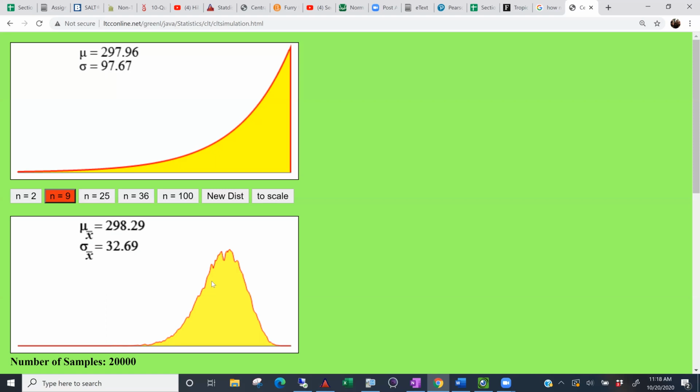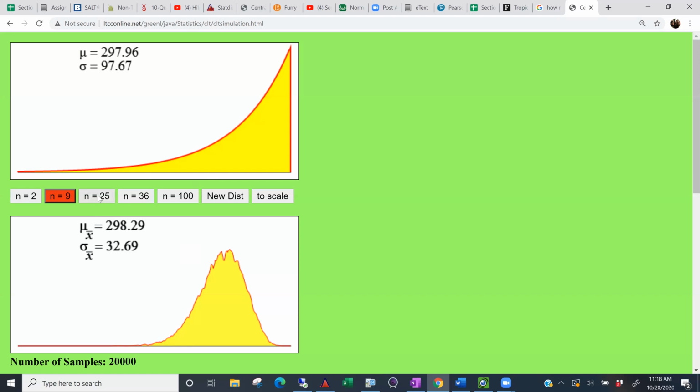Now let's look at the distribution here. We started out with this distribution here, which was anything but normal. And now we've got something that's looking pretty close to normal. I'd say it's skewed a little bit to the left, but nowhere near as bad as the distribution we started with.